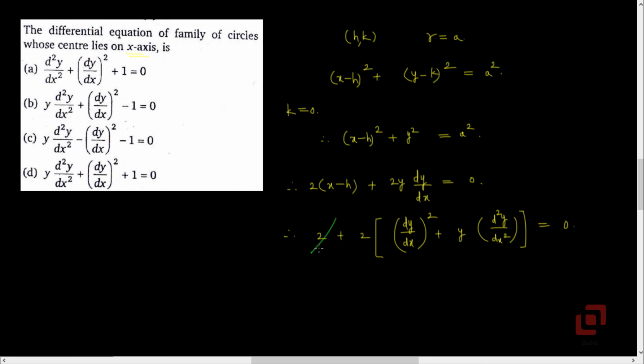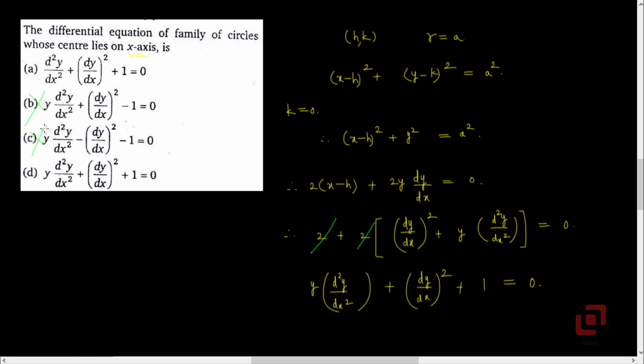We now cancel 2, which gives us the following differential equation: y into d2y by dx squared plus dy by dx squared plus 1 equal to 0. So all terms are positive. Let's now go back to the option.